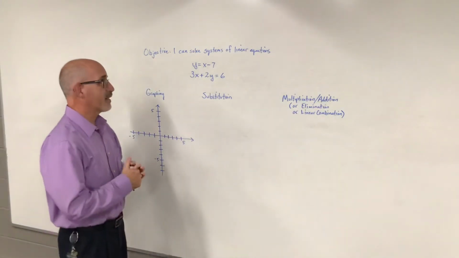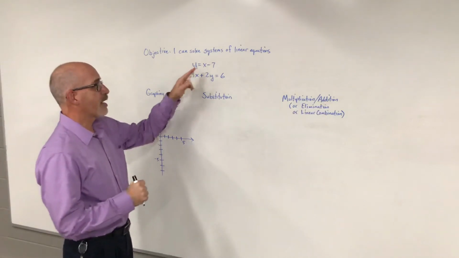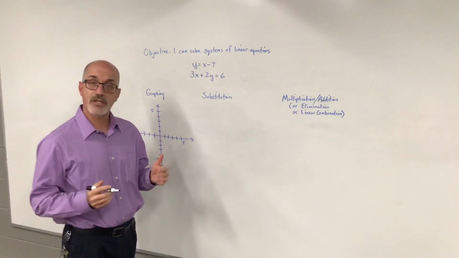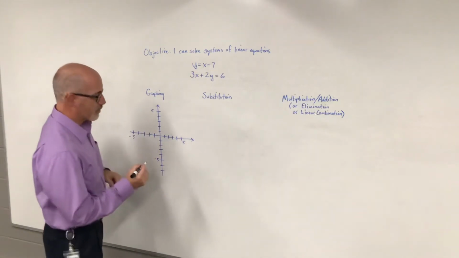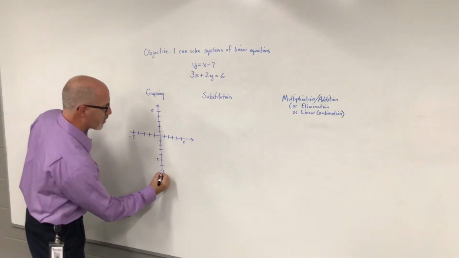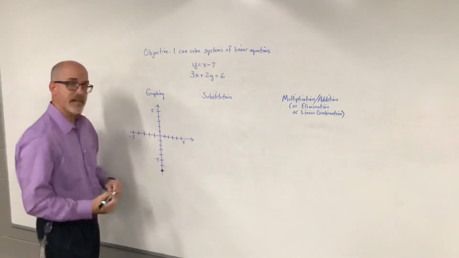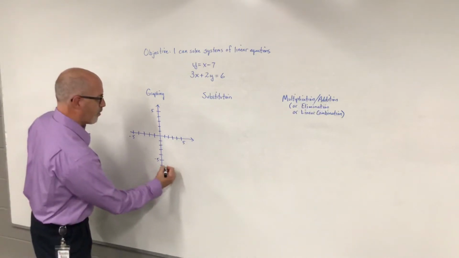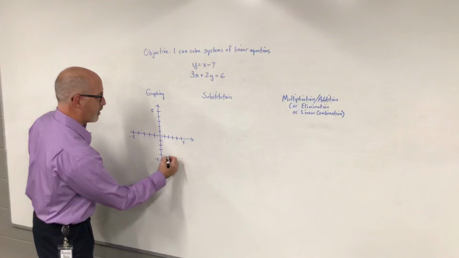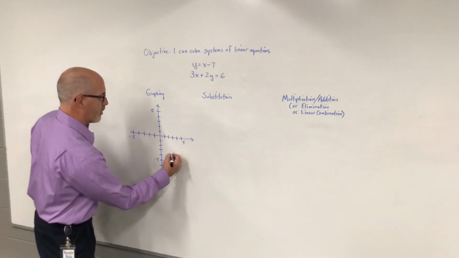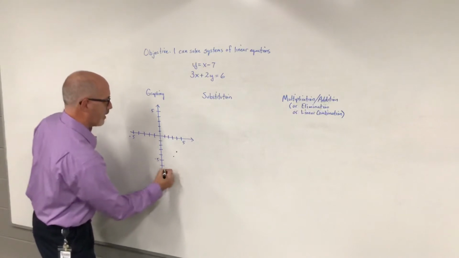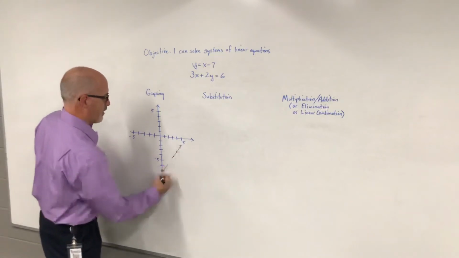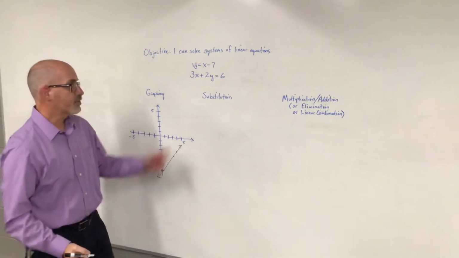Let's start with graphing. What I'm going to do is graph these two equations, and I'm going to look for where they intersect. So I'm going to start with y equals x minus 7. Start at the y-intercept of -7. I'm going to go up 1 over 1, up 1 over 1, up 1 over 1. Keep going, up 1 over 1, and draw the line. So there's the first equation.